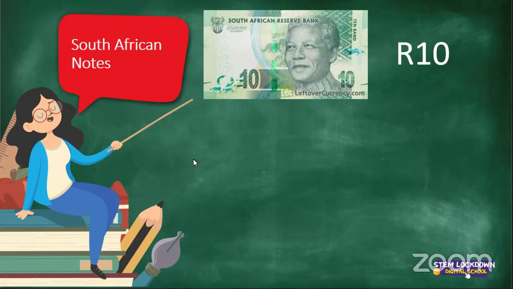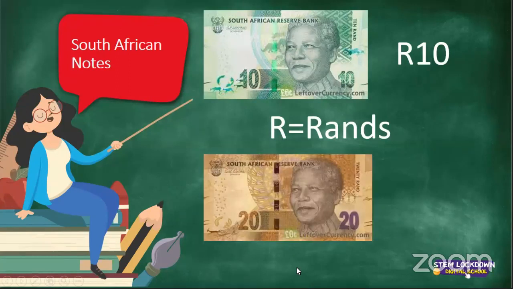Now let's have a look and see what else we've got. What is this brown note? How much is this brown note worth? 20 rand. Can you see the capital R in front of 20? 20 rand. Remember, that is the South African currency. We say that that is rand. So when you write money, you remember to write the capital R in front of the amount.